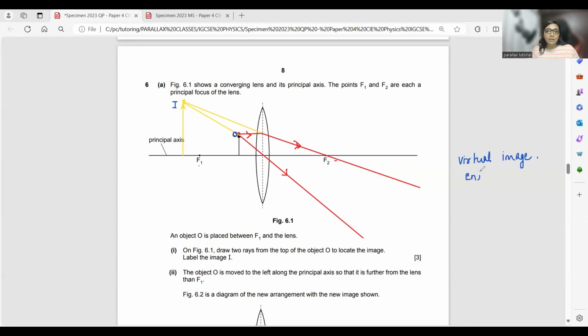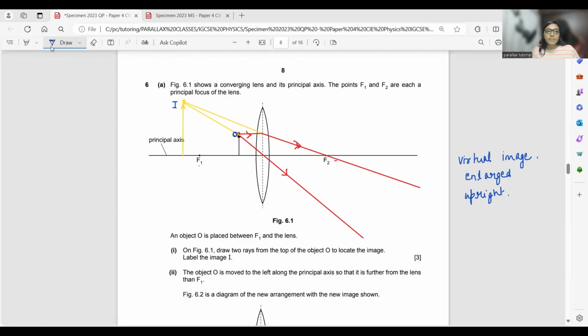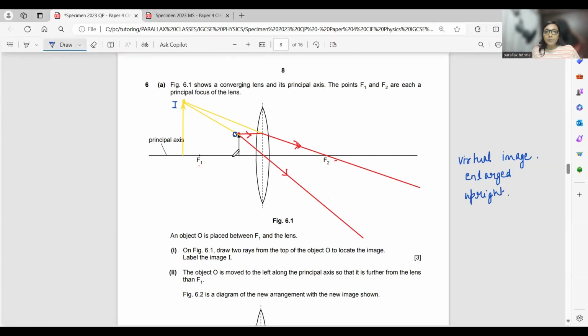It is enlarged, that is, it is magnified, it's bigger than the object O, and it is upright. That is, it's not inverted, right? It's exactly like the object and formed behind the object. So let's have a look at the first question now. The question says, on figure 6.1, draw two rays from the top of the object O to locate the image. This is what you have located. You already located the image.